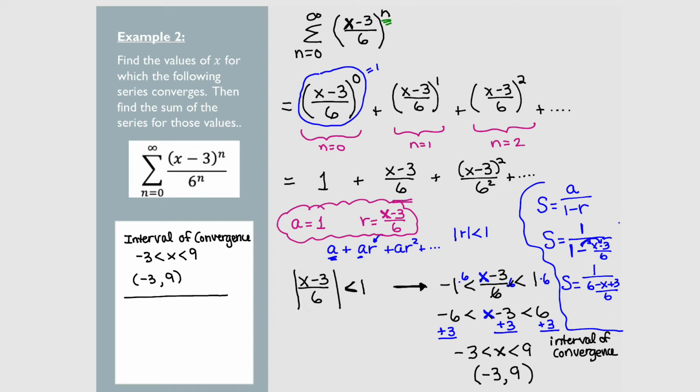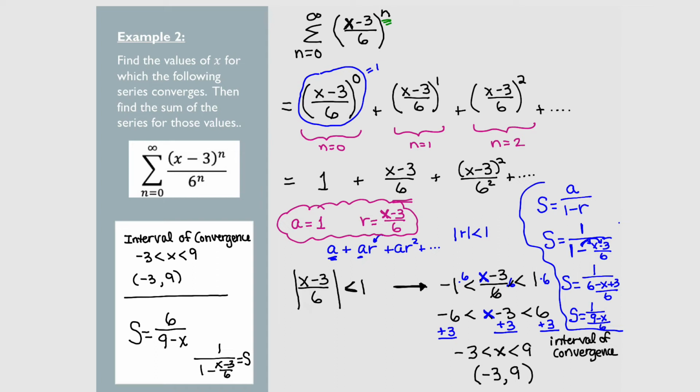So maybe I should work that out a little bit, but I think you guys are pretty good with your algebra. So that means my sum is 1 over (6 plus 3, or 9 minus x) over 6. And if I take that denominator, flip it over and multiply, my conclusion is that this sum is equal to 6 over 9 minus x, which came from 1 over 1 minus (x minus 3) over 6, right? That's where it came from.